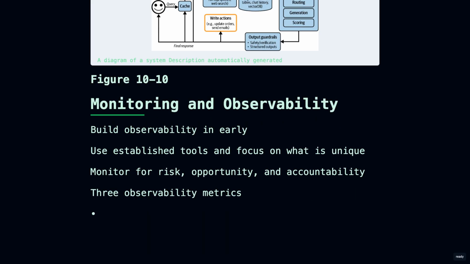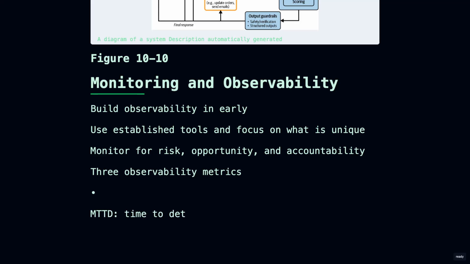First, let's define the metrics one by one so the names become easy to remember. MTD means mean time to detection. If something goes wrong, this measures how long it takes before your system or team notices it.